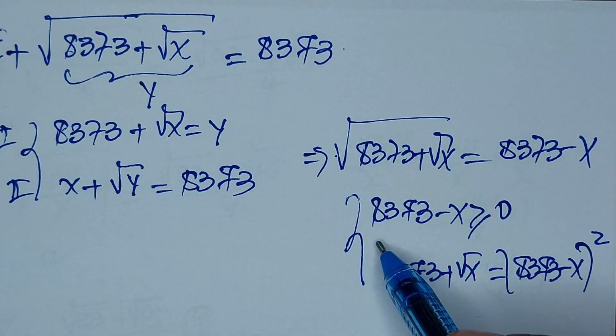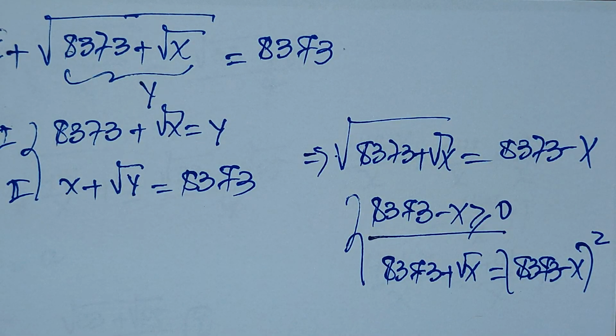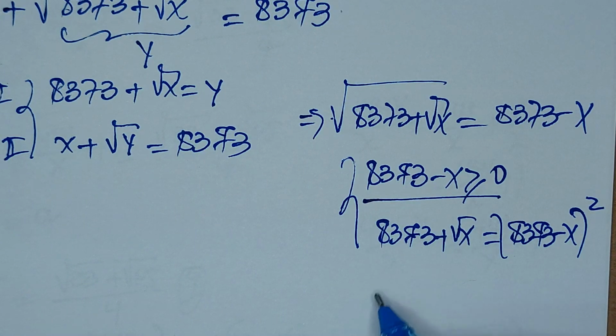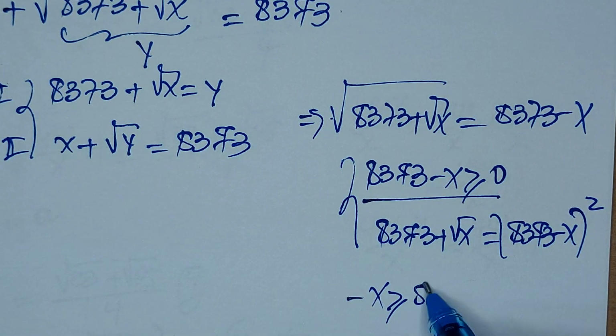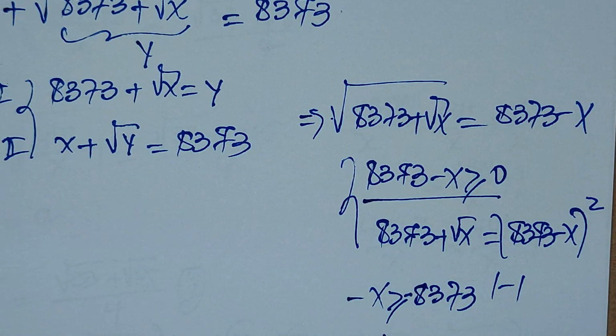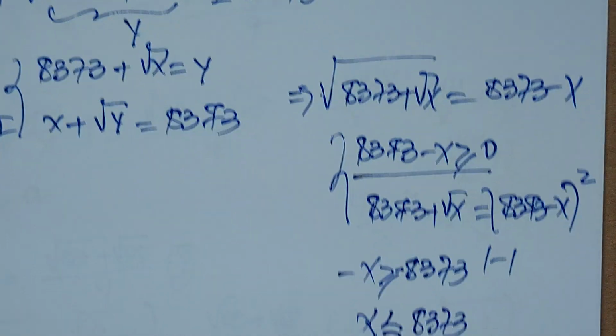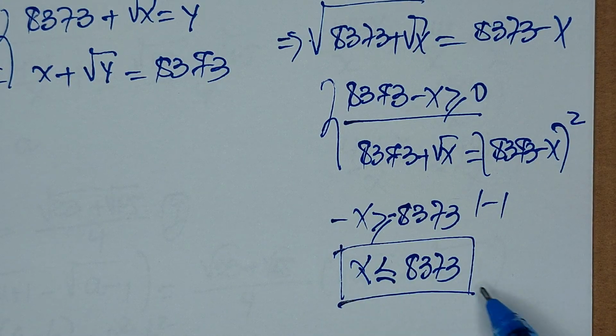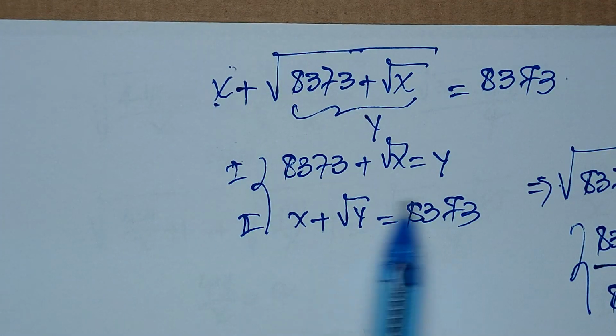What I actually want from here is this part. I have to have a condition to know where my x belongs to. So from here, we would have that minus x would be greater than or equal to negative 8373. Multiplying both sides by minus 1, I'm going to change the sign, so x has to be less than 8373. Okay, this is our condition. So we can get back to here.